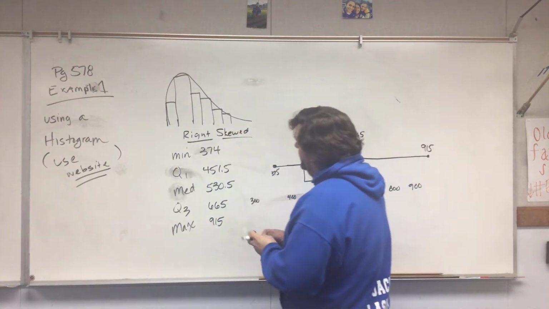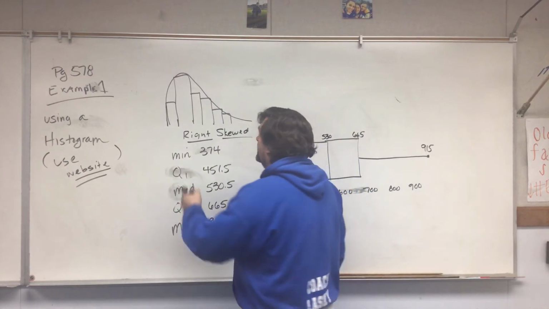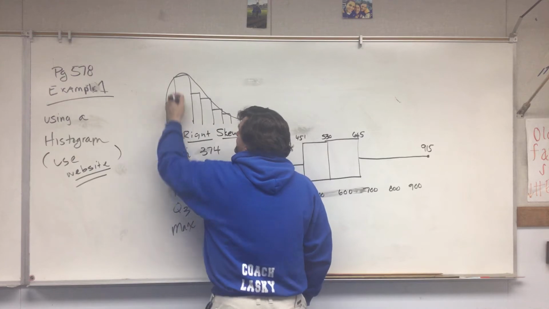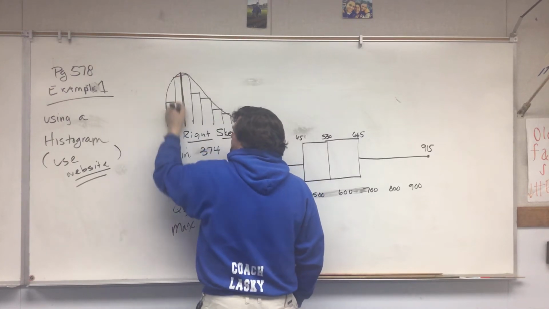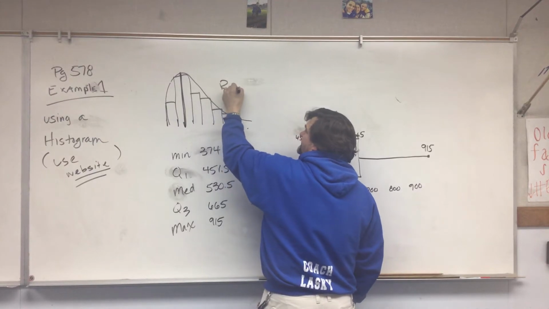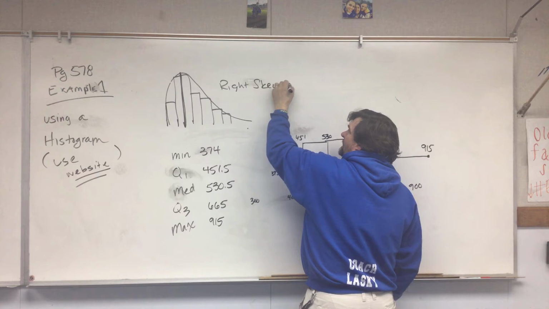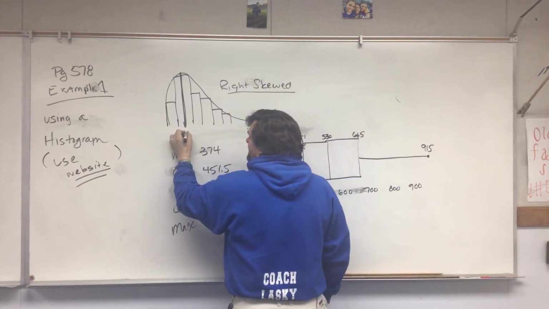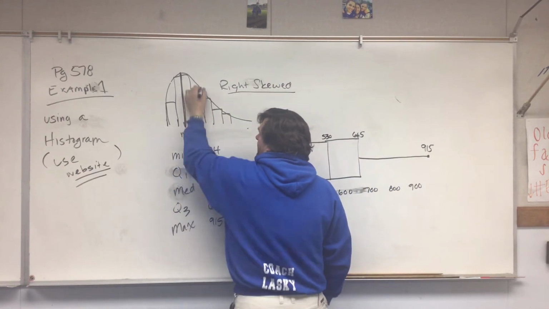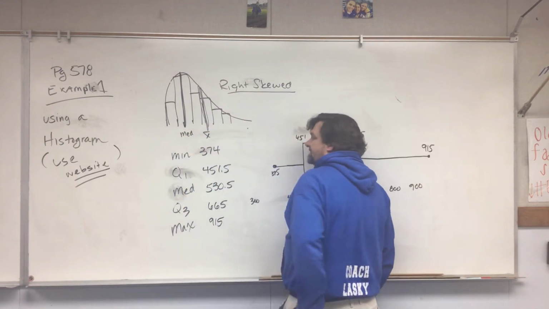And then the other thing I want you guys to remember about this, and this is where it gets really important, is that technically, let me write this up here, this is right skewed. My median is going to be here, and my x-bar is off to the right. That's why it's right skewed.